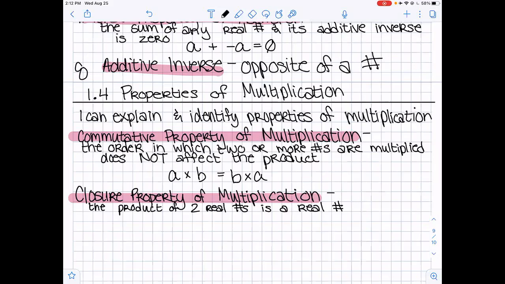Okay, what's the next property we talked about yesterday? Associative property. There's not really one for that.